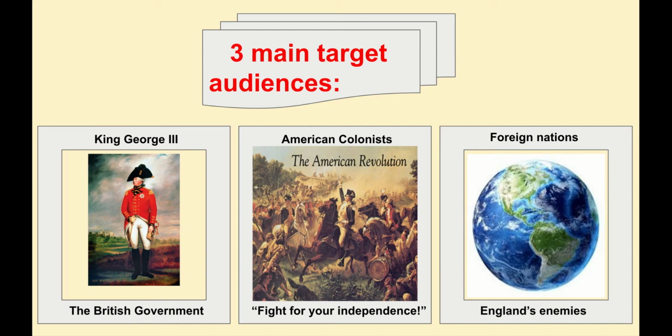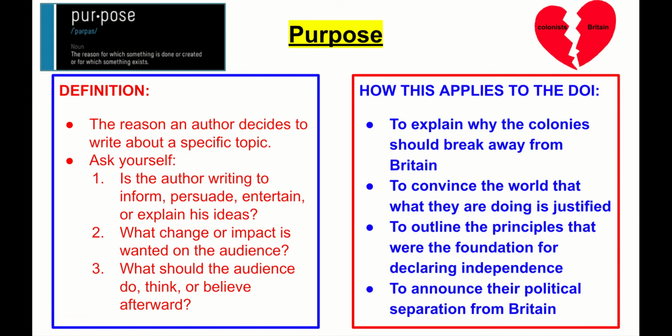Okay, so that's audience. Next, let's talk about purpose. Purpose is the reason an author decides to write about a specific topic. So, for example, you can ask yourself, is the author writing to inform, persuade, entertain, or explain his ideas? What change or impact is wanted on the audience? And what should the audience do, think, or believe afterward? So how does this apply to the Declaration of Independence?